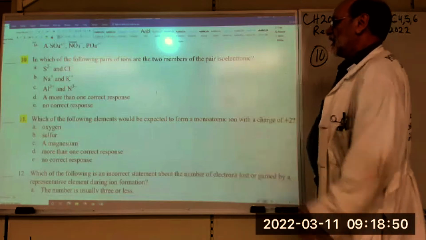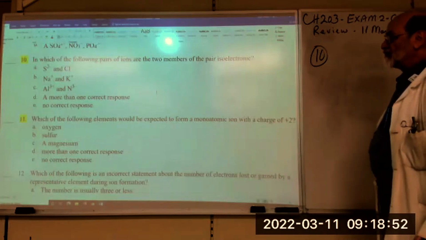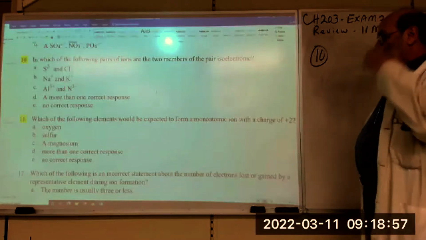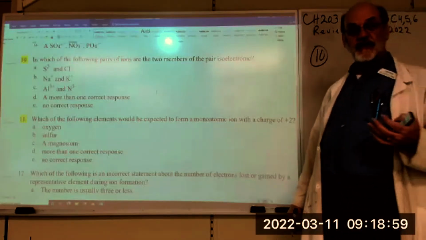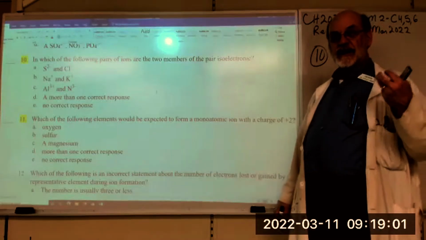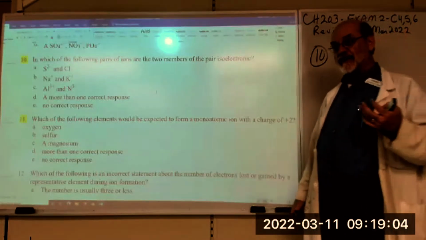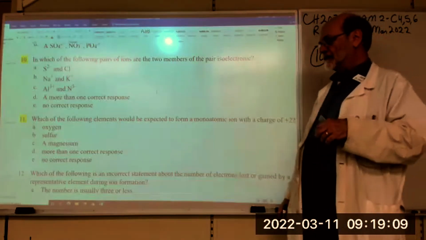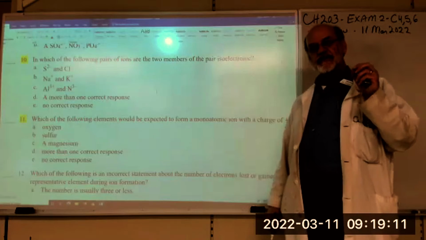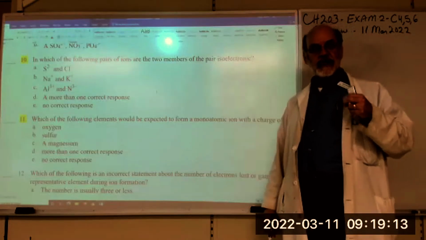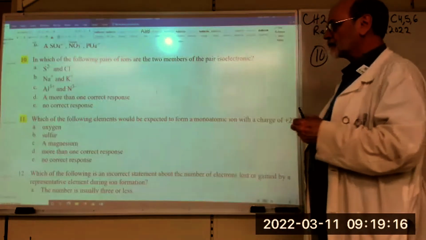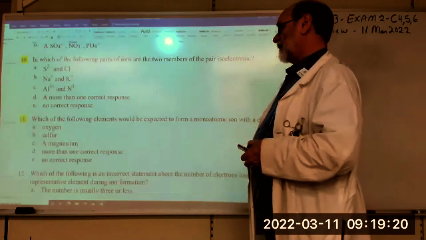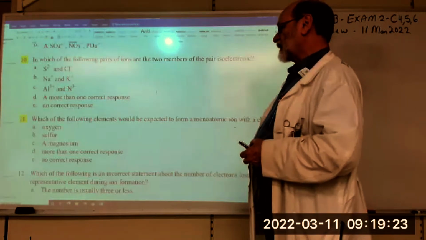Okay. In which of the following pairs of ions are the 2 members of the pair isoelectronic? Okay. Remember what we mean by isoelectronic. It doesn't mean that they have the same number of electrons necessarily. That's one of the conditions. But they have the same electronic structure. That's isoelectronic. So in order to be isoelectronic, what's the quickest way to get to the answer?